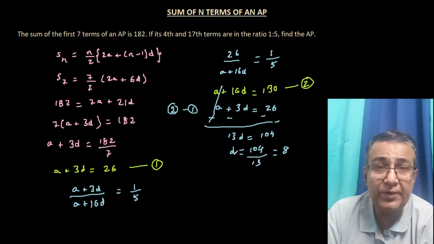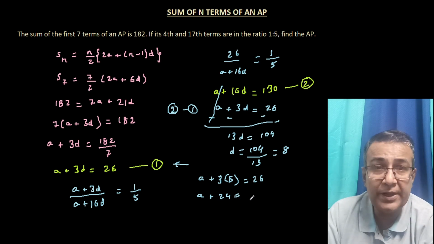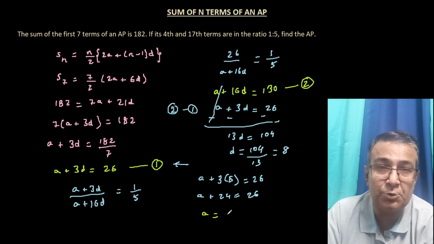Now to find the value of a, we can just substitute this value of d in any of the equations. So let me put it in equation number 1. So we have a plus 3d, which is 3 times 8, should be equal to 26, which means a plus 24 is equal to 26. 24 can then be taken to the other side, so that leaves us with a is equal to 2.